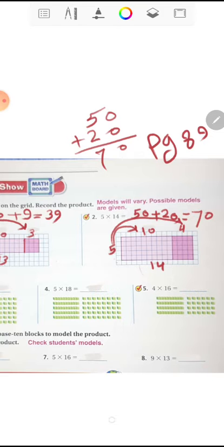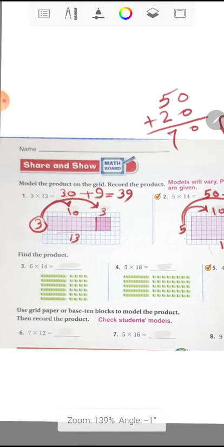Now let's find the product here by using the base 10 blocks. 6 multiply 14. So here I will have 14 as the larger number, 4 in the ones digit, that means 4 small cubes, and 1 in the tens digit, that means 1 long. I have to repeat this model 6 times, so I will repeat it 1, 2, 3, 4, 5, 6. I have 6 rows. Let's count here the number in the tens digit. 1, 2, 3, 4, 5, 6. I have 6 longs. That means 6 multiply what? Or 6 tens.